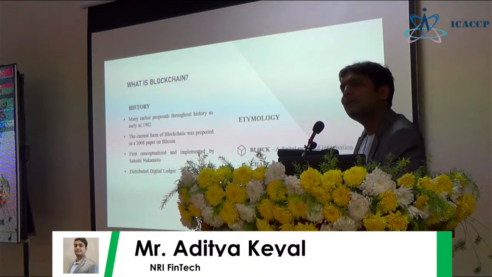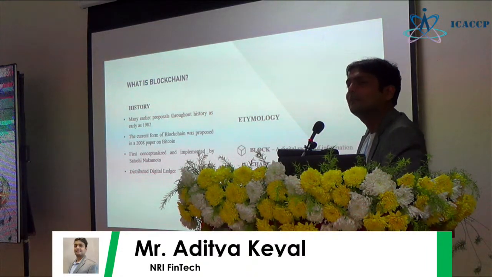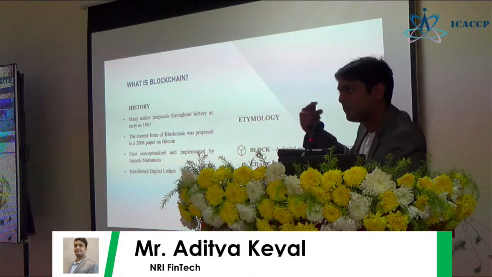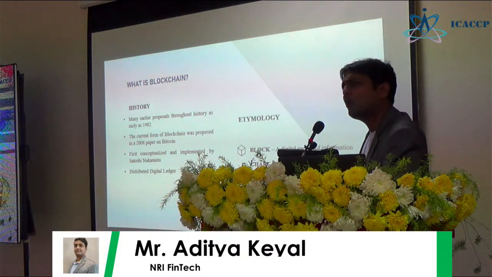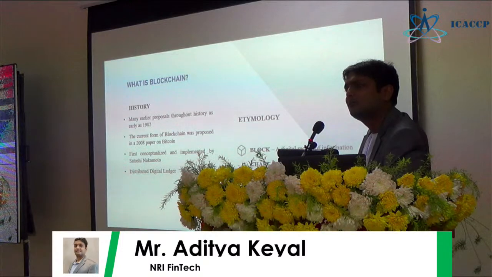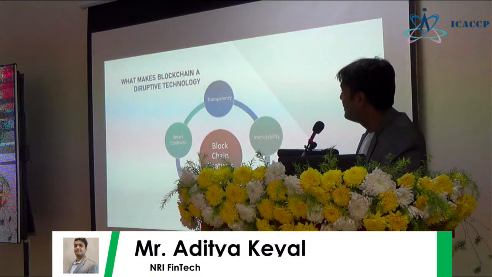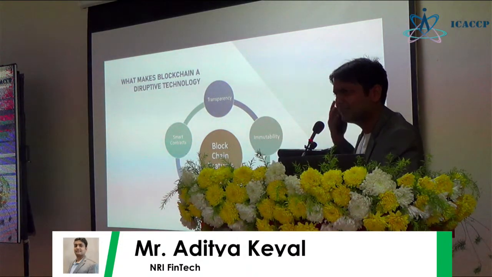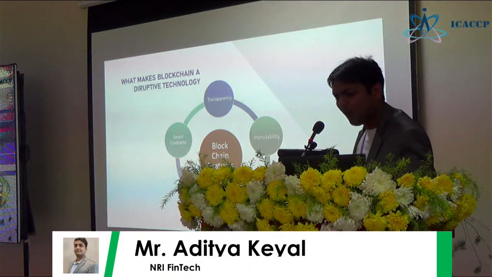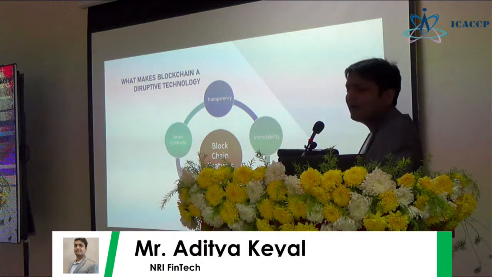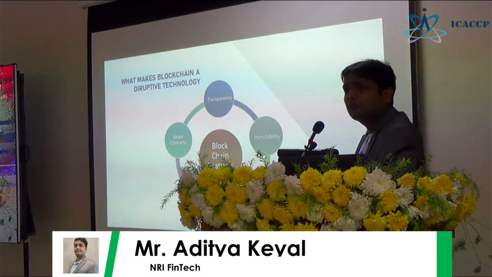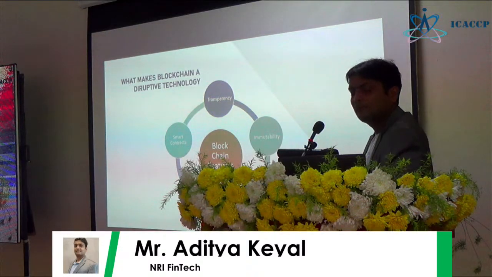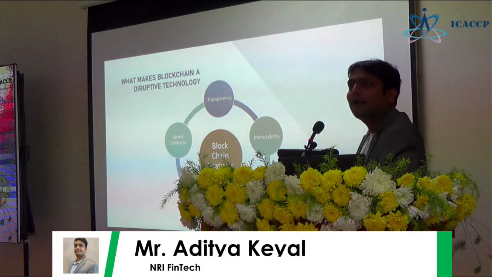Sounds very similar. The first thing that comes to my mind when I hear this is a linked list, right? You have a node, another node, a third node, all of them linked together. So what made blockchain different from a linked list? What made blockchain a disruptive technology? A linked list has existed since ages, right? So what made blockchain different? The things that made blockchain different are, first and foremost, transparency, immutability, security, consensus, and smart contracts.